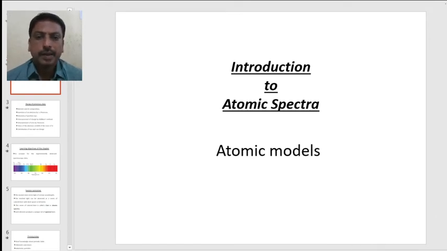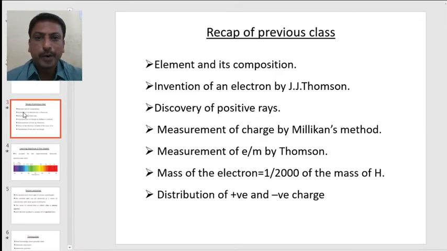Dear students, today we are going to discuss the atomic models in order to study an atomic structure. So before going to study an atomic spectra, we should have the knowledge of these things, that is, what is an element and what is its composition.